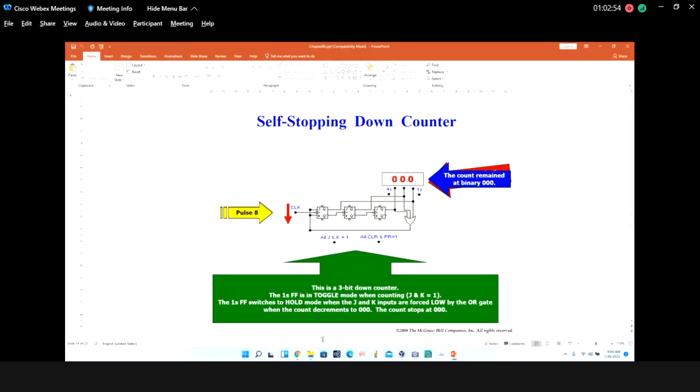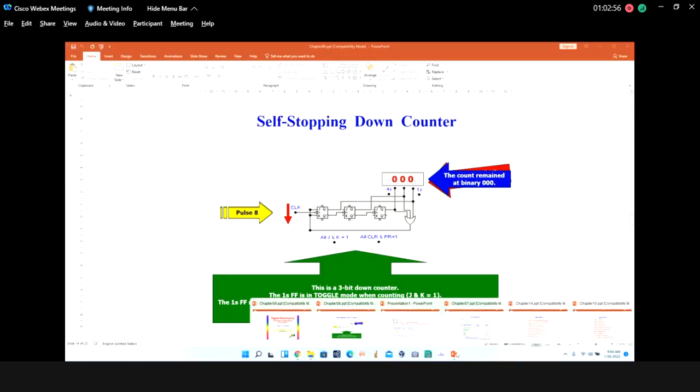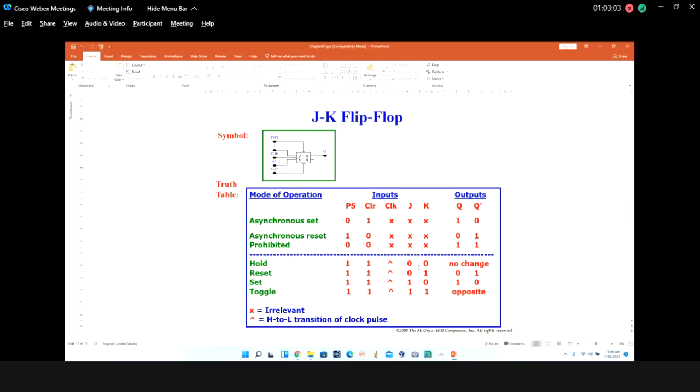You go to the truth table again. For the JK flip-flop, we have a clock, but JK is 0. So what happens? No change. So the time is maintained at 0.